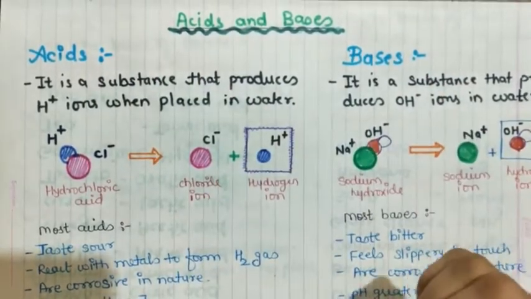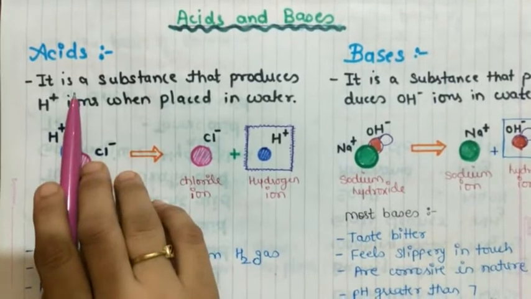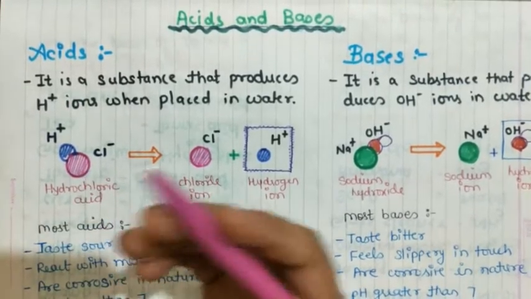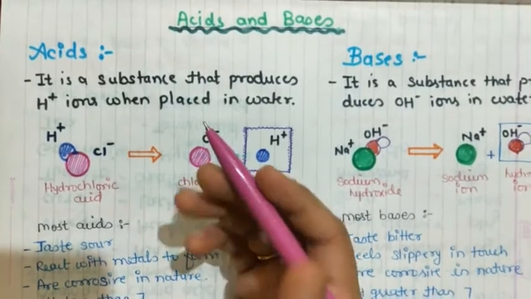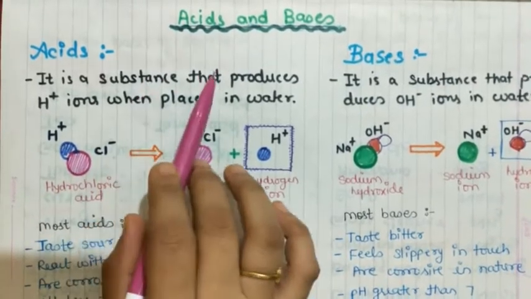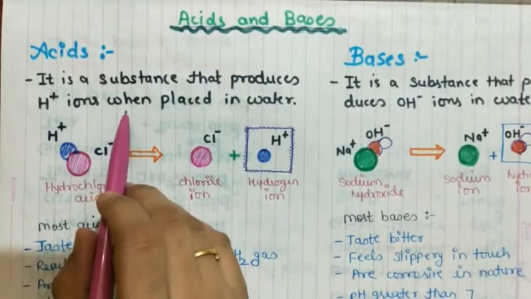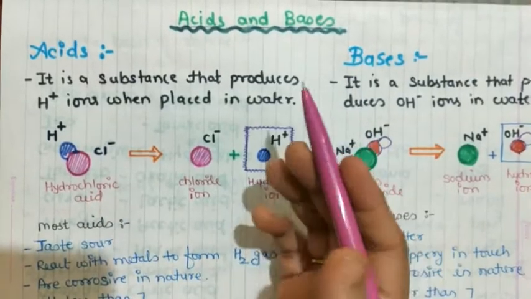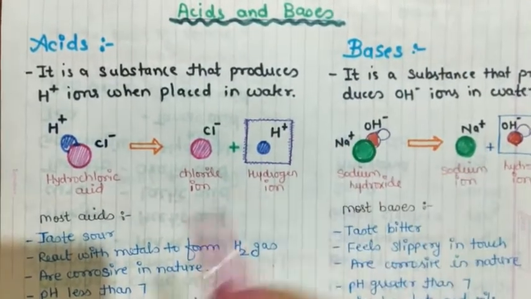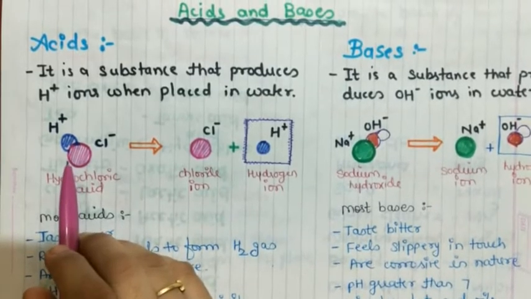In this lecture I am going to explain the concept of acids and bases. So what are acids? We can understand with this video lecture that an acid is a substance that produces hydrogen ions when placed in water. That means when dissolved in water. How? We can see this with the help of this diagram.